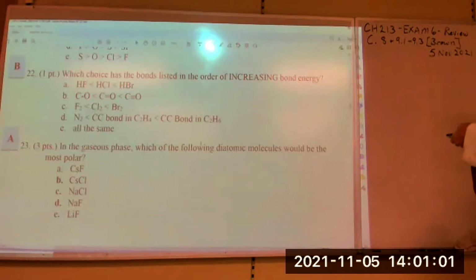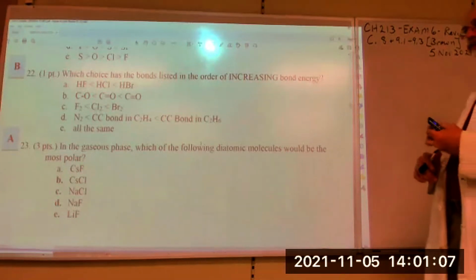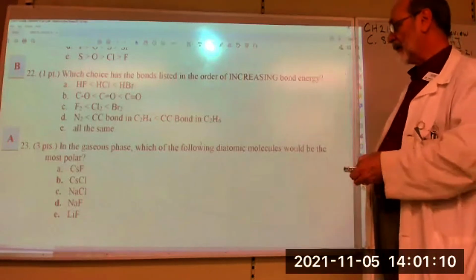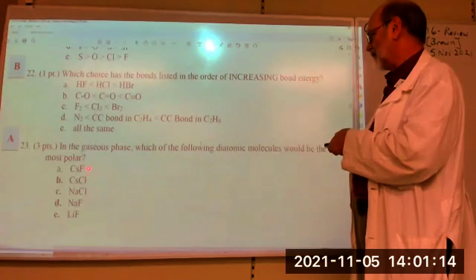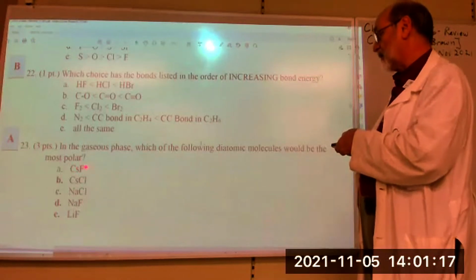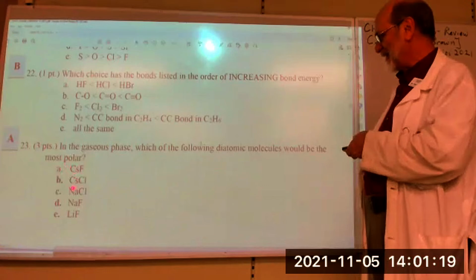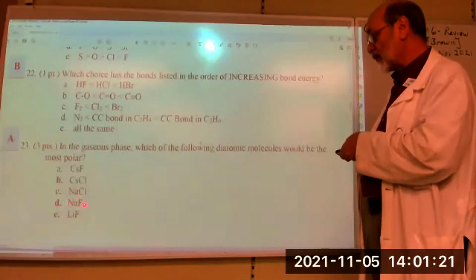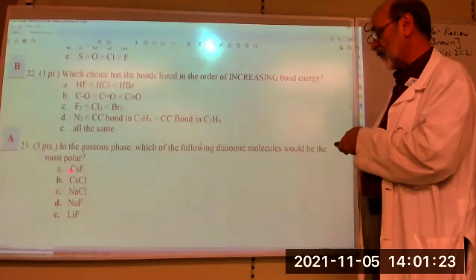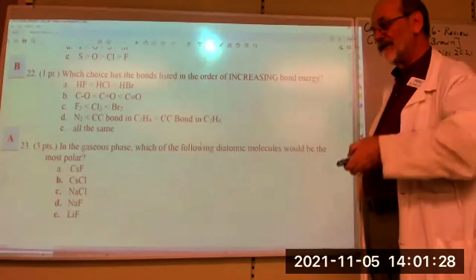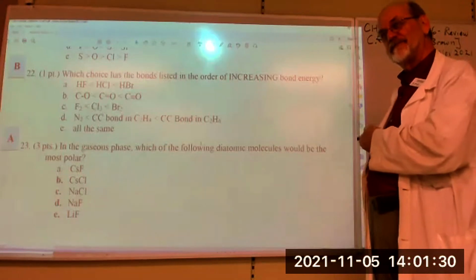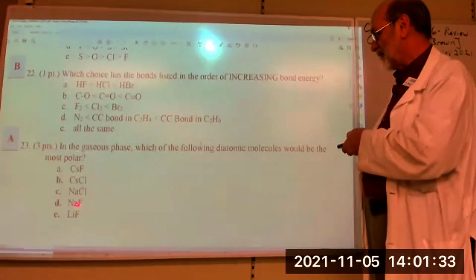Okay, in the gas phase, which of the following diatomics would be the most polar? So what you need is the greatest separation on the periodic table from one another. Cesium fluoride, that's about as far apart as you can get, isn't it? I mean, I'd stop there. Sodium fluoride, that's pretty polar, but cesium is even farther away. It's like 0.7 versus 4. Basically, unless it has Fr, then it's cesium.